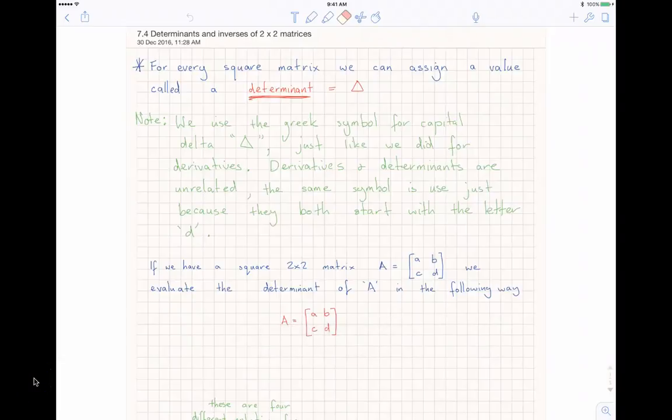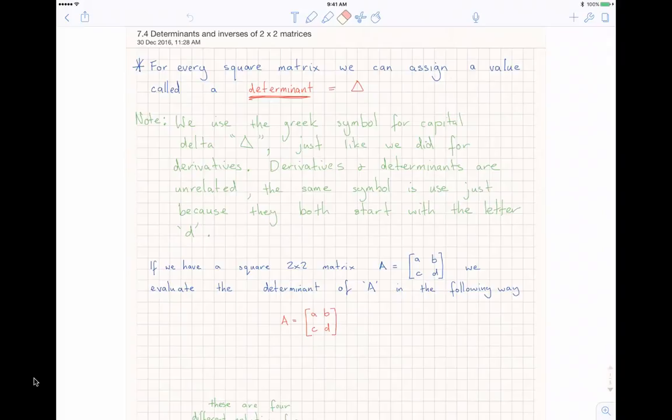For this exercise, we're going to look at three aspects of matrices. The first is the determinant of a matrix, then we'll look at the inverse of a matrix, and then we'll look at what it means for a matrix to be singular. So the first aspect: for every square matrix, we can assign a value called the determinant.